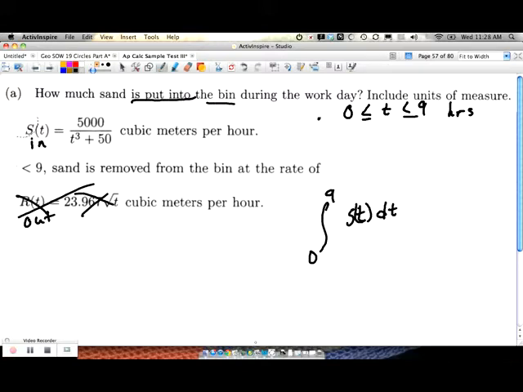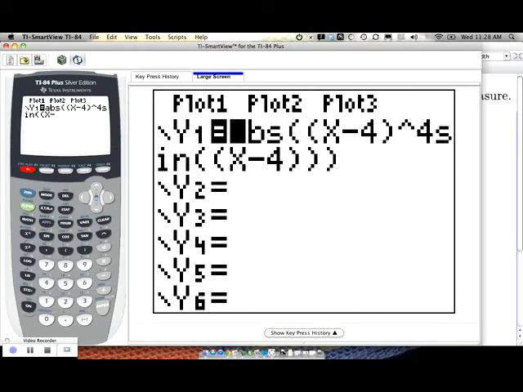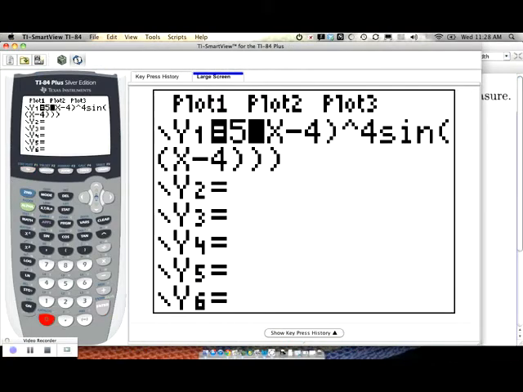So if I want to integrate this, I need to use my calculator just because it's so much easier. 5,000 divided by t cubed plus 50. So we got 5,000.